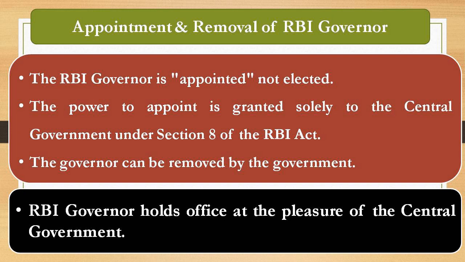ആൻഡ് ഹൂ ആക്ച്വലി അപ്പോയിൻറ് ആർ ബി ഐ ഗവർണർ? ആൻഡ് വാട്ട് ഈസ് ദ ഫോർമാലിറ്റി ഫോർ ദ റിമൂവൽ ഓഫ് ആർ ബി ഐ ഗവർണർ? ദാറ്റ് ഈസ് ആൾസോ വെരി ഇൻട്രസ്റ്റിംഗ്. യു നോ, ദ ആർ ബി ഐ ഗവർണർ ഈസ് അപ്പോയിൻറ്റഡ്, ദാറ്റ് മീൻസ് നോട്ട് ഇലക്റ്റഡ്. Okay, the power to appoint is granted solely to the central government under section 8 of the RBI Act 1934. Okay, got it? RBI Act 1934 ലെ 8th section പ്രകാരം government of India, central government ആണ് ചെയ്യുന്നത് RBI governor appoint ചെയ്യുന്നത്. Okay, similarly the governor can be removed by the government. Governor പിരിച്ചു വിടുന്നത്, ഒഴിവാക്കുന്നത് മാറ്റാനും government ആണ്. അതിന് formality എന്താണ്? The governor can be removed from office any time by the central government.